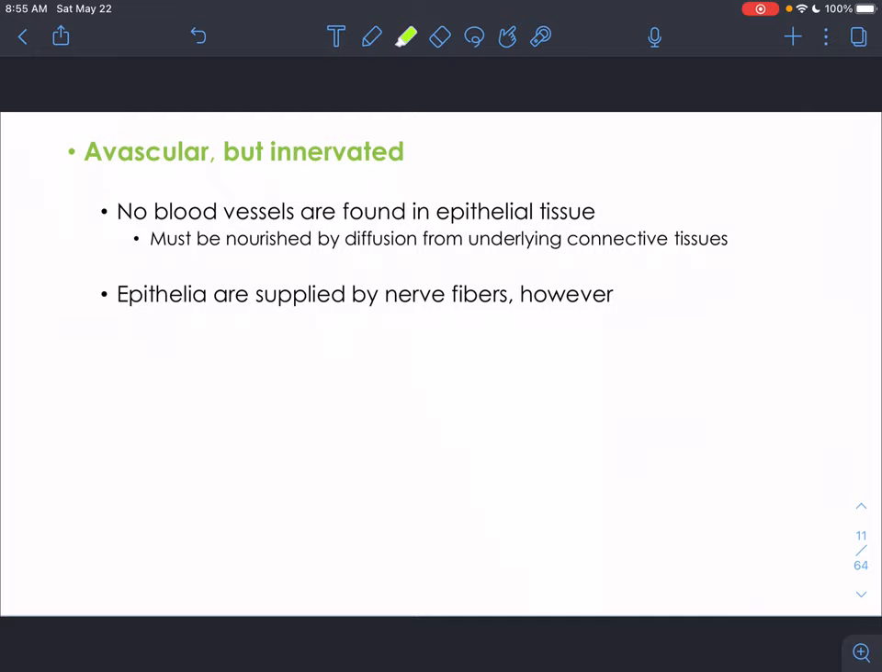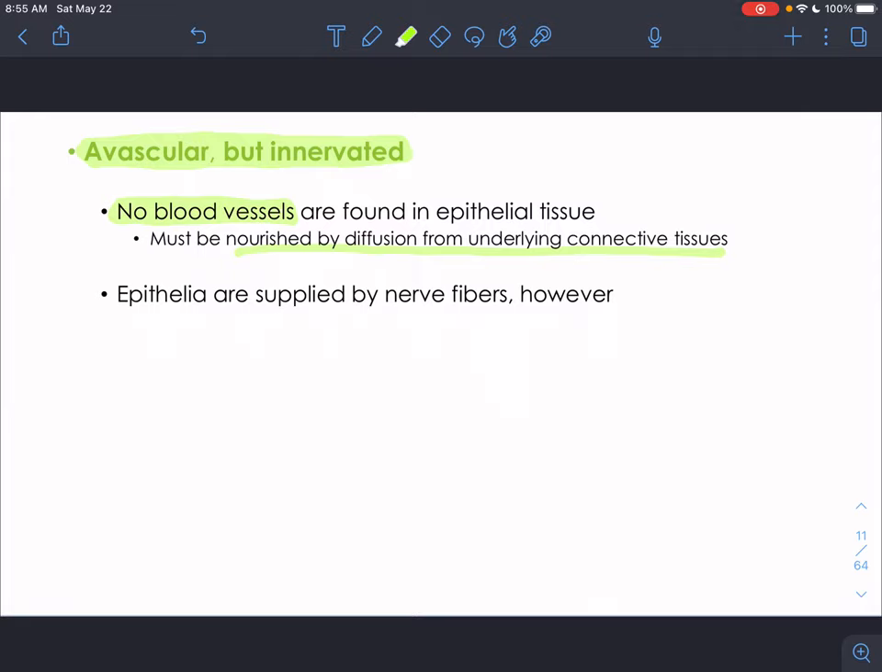Next, we have the epithelial tissue is avascular but innervated, and this is a really important point. So avascular, think vascular is blood vessels. So avascular means there's no blood vessels found in epithelial tissue. Okay, which is a little interesting. The tissue gets its nourishment by diffusion from underlying connective tissues.